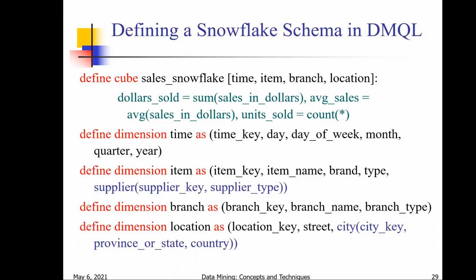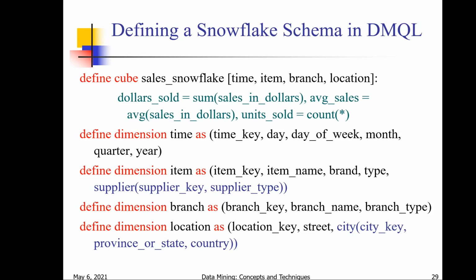For the snowflake schema also we will write code in the same way. For the central fact table, define cube sales snowflake, and in the square brackets, time, item, branch, location. These are the dimension names. Next, dollar sold, average sales, unit sold. These are the measures. Dollar sold equals sum of sales in dollars, average sales equals average of sales in dollars, unit sold equals count of star.